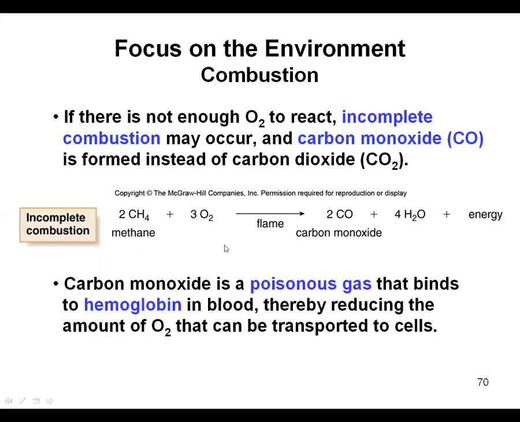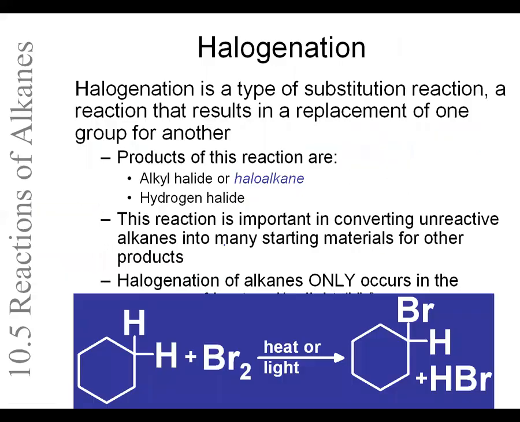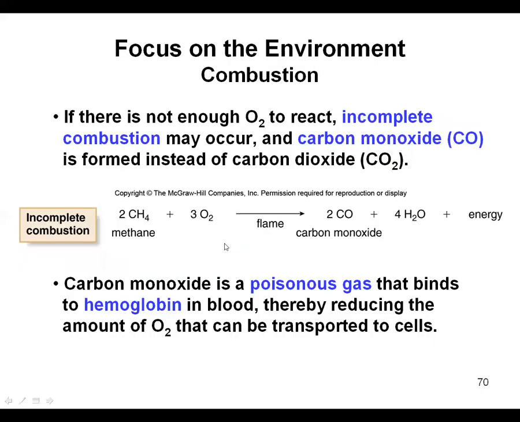But sometimes you do get an incomplete combustion reaction. Really, the only difference between a combustion reaction and an incomplete combustion reaction is that instead of CO2 on the product side, you get some carbon monoxide that gets produced. And again, most of the time it is a complete combustion and you get that CO2 produced.